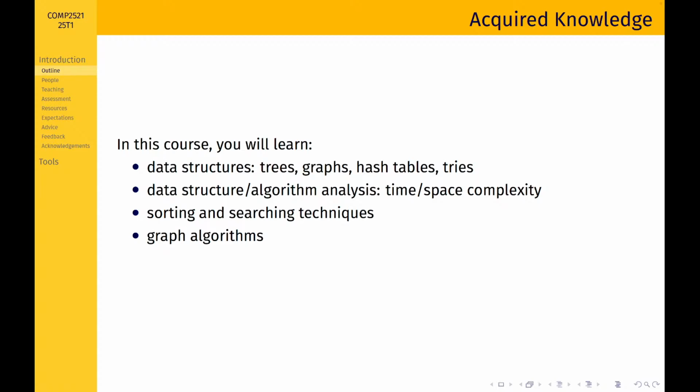There's a question in the chat asking, will we do segment trees? So unfortunately, no segment trees in this course. But the follow-on courses might cover segment trees.